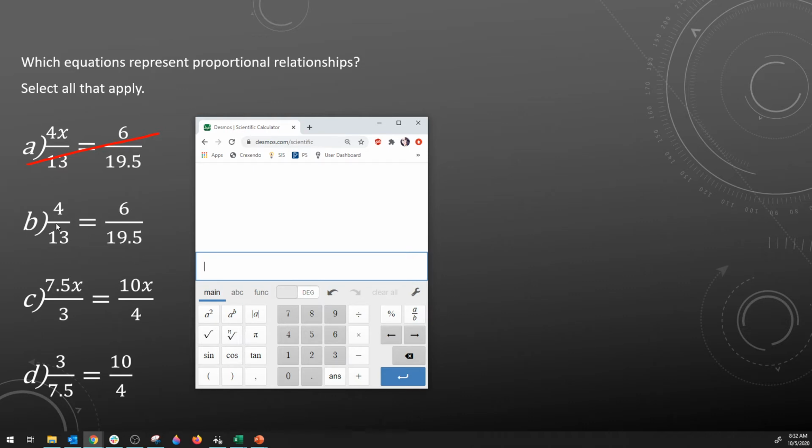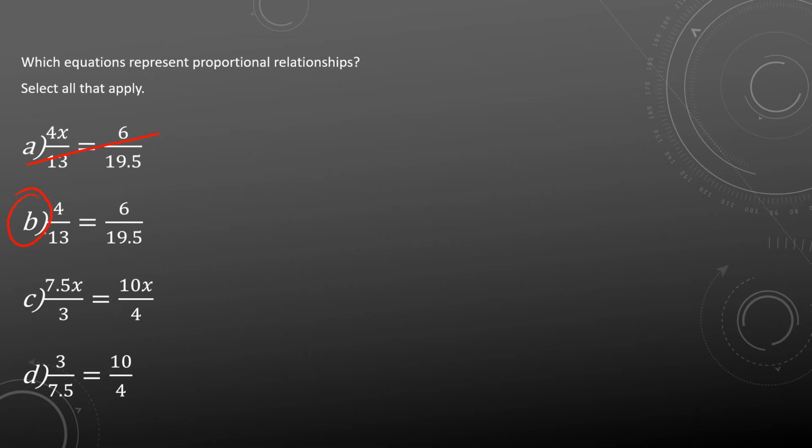If I take B, I have 4 over 13. I'm just going to leave it as a decimal. And then I have 6 over 19.5. When I look here, both of these decimals are identical, which means that these two are proportional because they reduce to the same number.